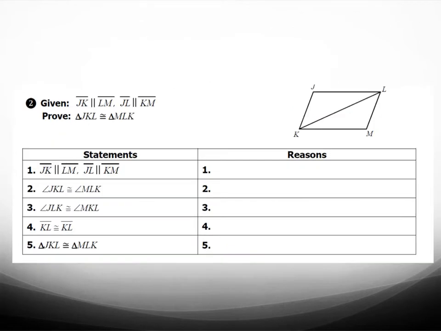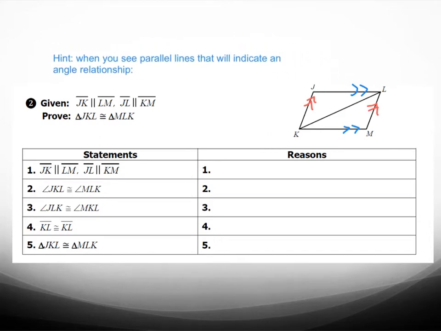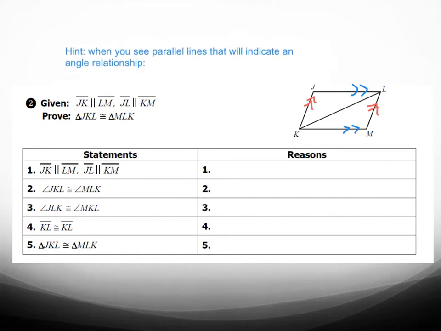Let's take a look at number 2. Let's figure out what the given information is. I'm given that JK is parallel to LM. So there are my markings. I'm also told JL is parallel to KM. Okay, I have that marked, and I need you to know that anytime you see parallel lines or the markings, it's going to indicate some type of angle relationship. Okay?